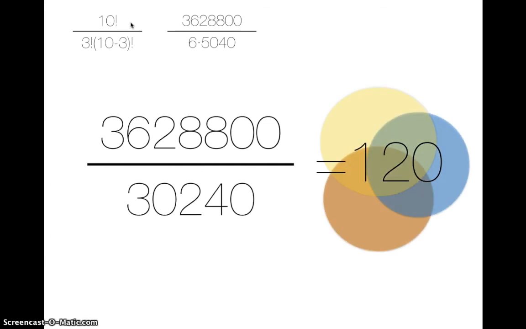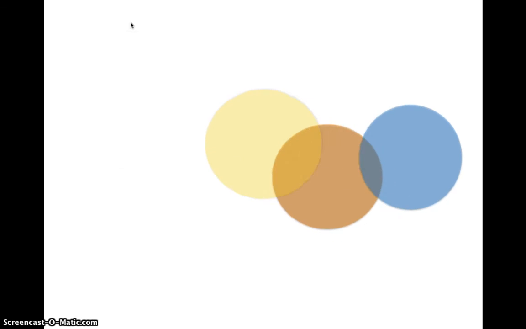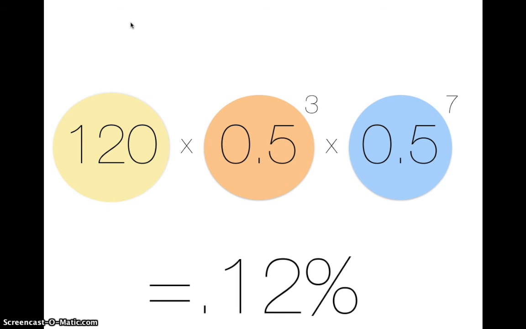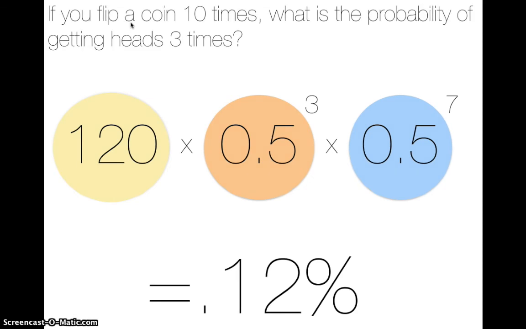Now, if we put this back in the formula which we started with, it would be 120 times 0.5 to the third power times 0.5 to the seventh power. This will give us the probability that we were asking for in the last question. So we have a 0.12% chance of getting heads 3 times if we flip a coin 10 times.